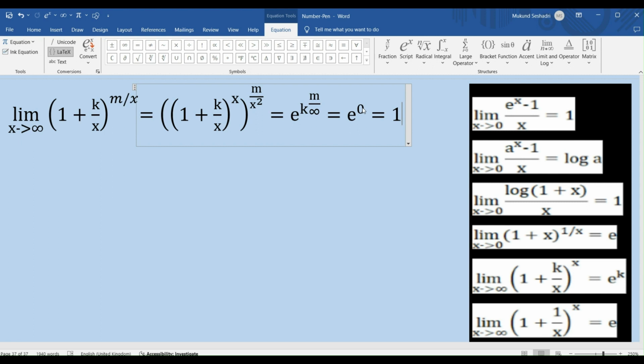So we have two components in the power of e. We have a k, which is a constant, and then we have an m by infinity, which is 0. And we're multiplying both the powers because a to the power b to the power c is nothing but a to the power bc, right? So that's the formula that we are using. So that becomes e to the power 0, that is equal to 1, right? So that's how we arrive at the final answer for this particular problem.